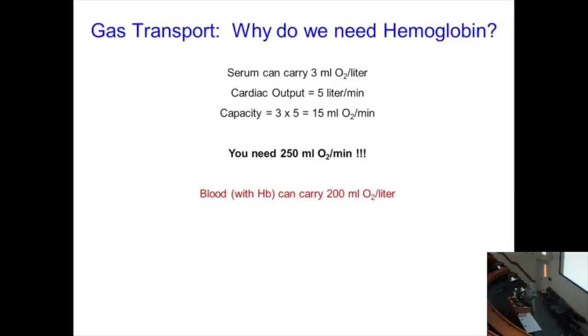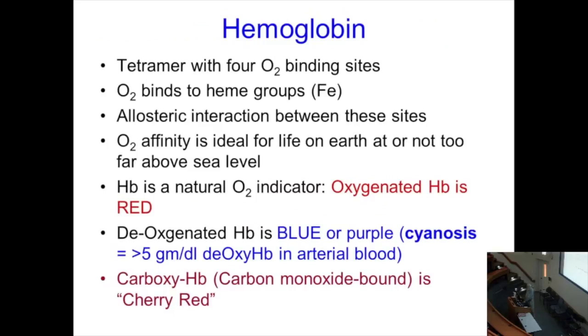Blood with hemoglobin can carry 200 milliliters of oxygen per liter. And so we have 1,000 milliliters provided per minute by hemoglobin, 4 times what you need. So there's a safety factor. So hemoglobin. Okay, you may know most of this already.